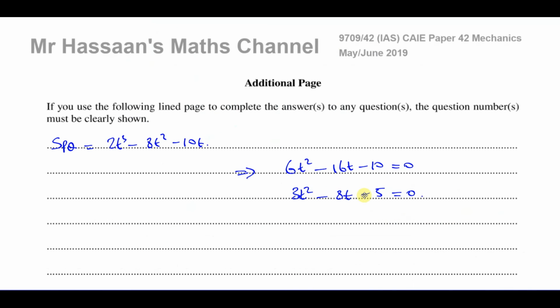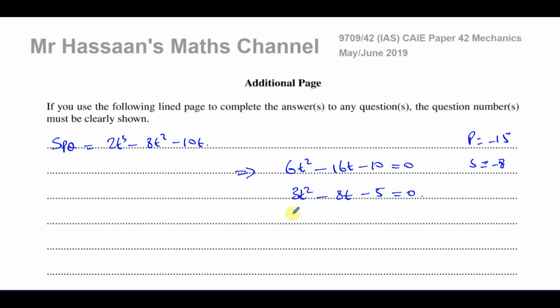Continuing on the next page. So I need to solve this equation to find the values of t when the displacement between them is a maximum. If we try to factorize it, it won't factorize, because we can't find two numbers that multiply to give you negative 15 and have a sum of negative 8. To get 15, you need 3 and 5, but the signs have to be opposite, and that won't give you negative 8 when you add them together. The only ways of getting 15 are 15 times 1 and 3 times 5. So it won't work. We have to use the formula.